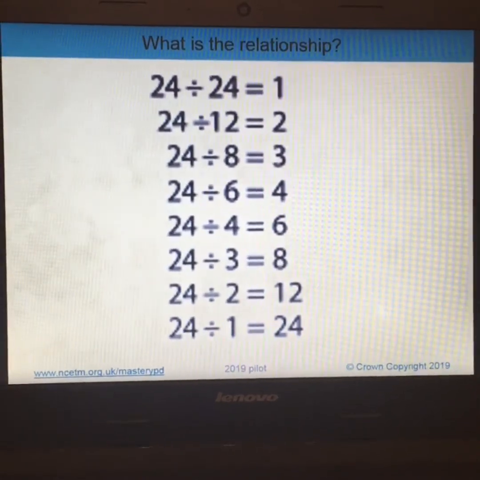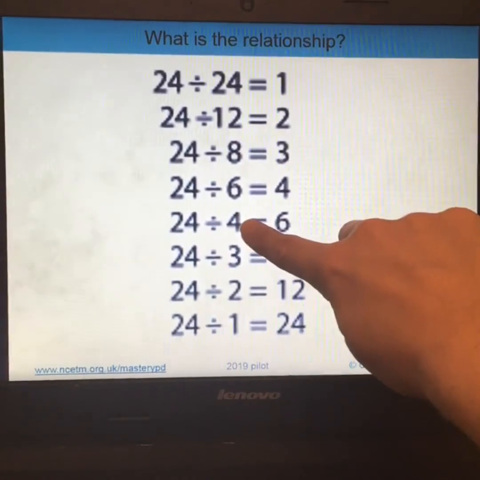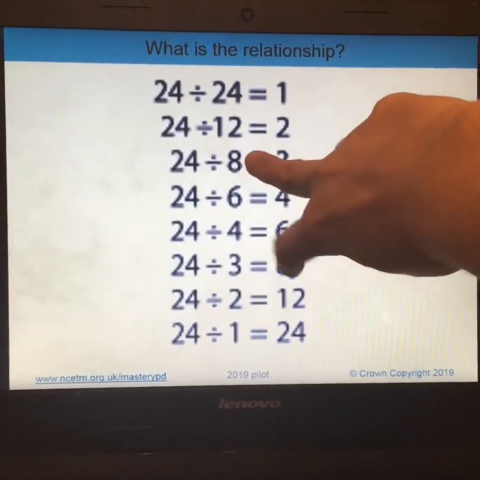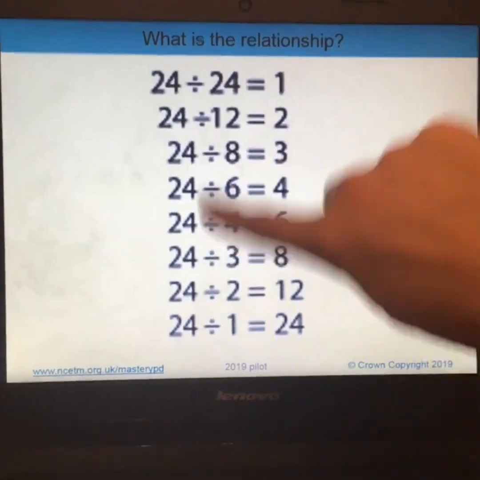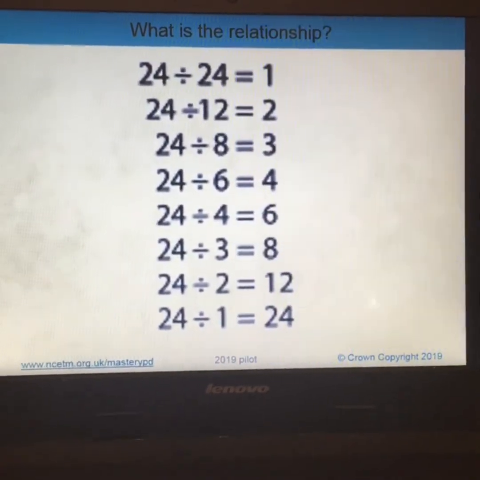I want you to pick 3 pairs of numbers. So it could be this one and this one, this one and this one. Just make sure that there is a relationship. For example, these two, you can't divide 8 by anything to get to 3, so they're not going to have a relationship together. Okay, so choose any 3 pairs, have a go at working out the relationship between them. Off we go.